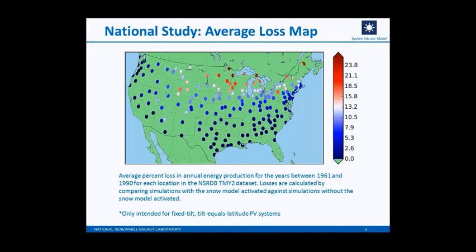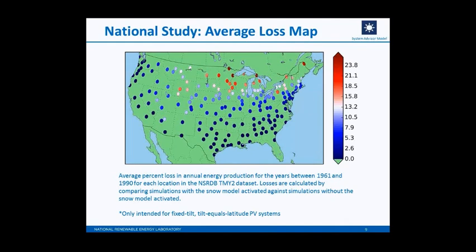So here is an example of the results from this study. Each of the dots you see here indicates one of the TMY2 locations in the TMY2 data set. Not all of the locations are shown here. There's a few in Florida, for instance, which are not shown, because we ran into problems with simulating those sites. Nevertheless, we were able to simulate snow losses for most of these.